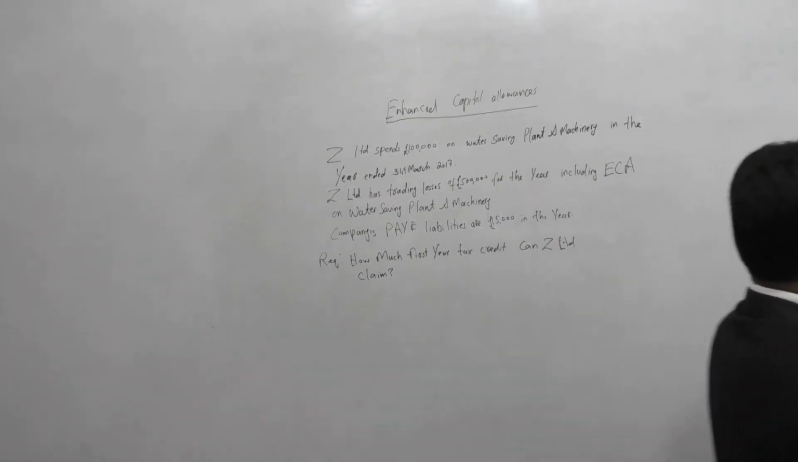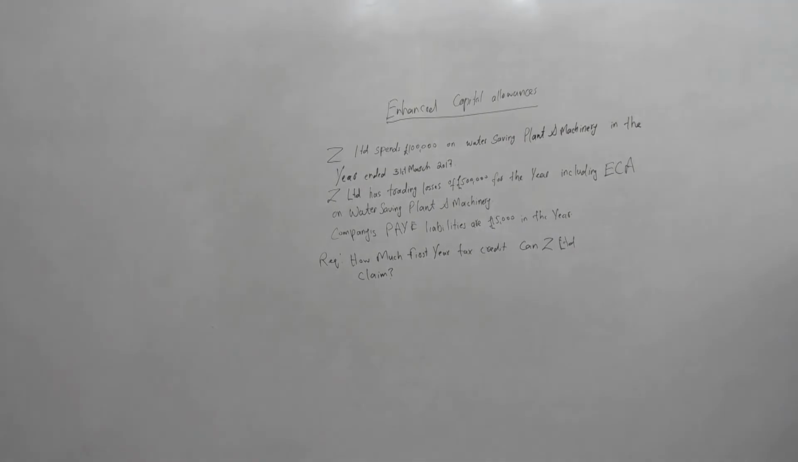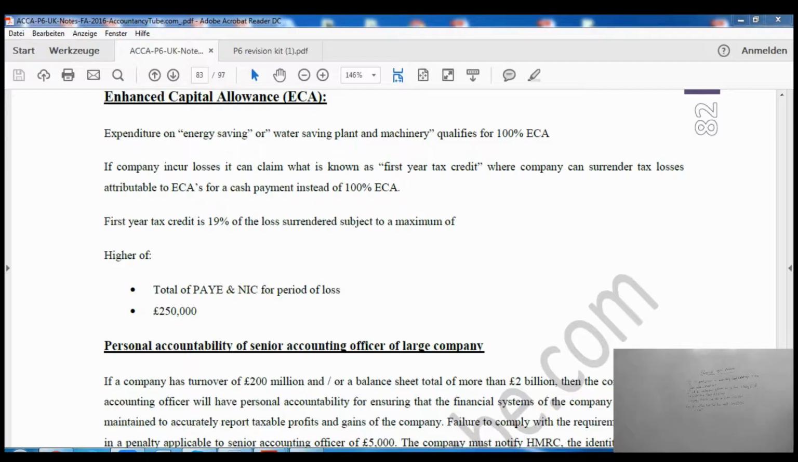Right then, so I'll just share the screen now so that we can read the notes, and then we'll try to do this example which I've listed on the board. If you could move to page number 82 of your lecture notes. I've already shared the screen with you anyway. Page number 82, enhanced capital allowances.